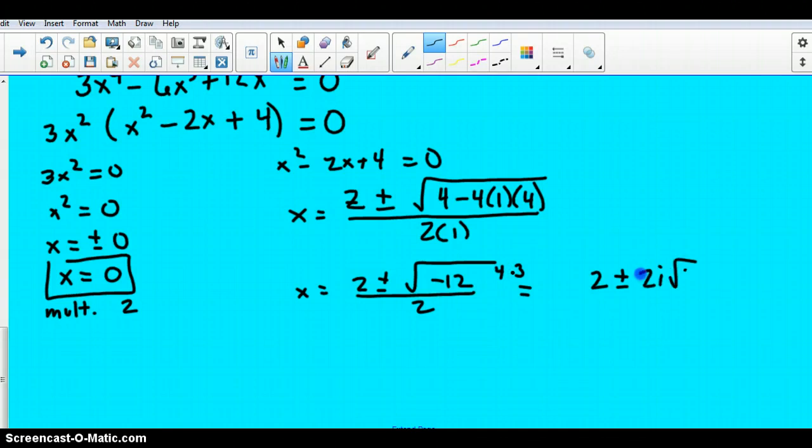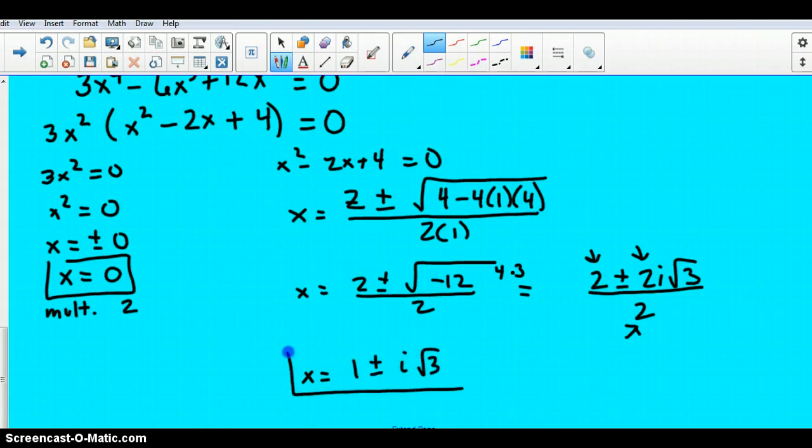2i root 3 all over 2. Is that simplifiable? We don't ever touch what's under the radical, but as long as we can divide all of the outside numbers, this number and this number, by the same number, we can simplify it. So what is everything divisible by? 2. So I have 1 plus or minus i root 3.